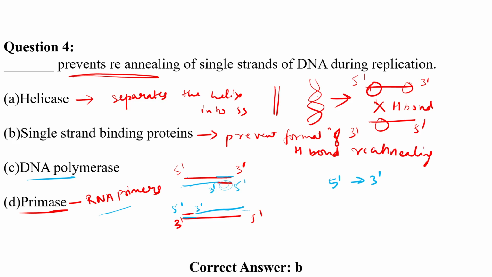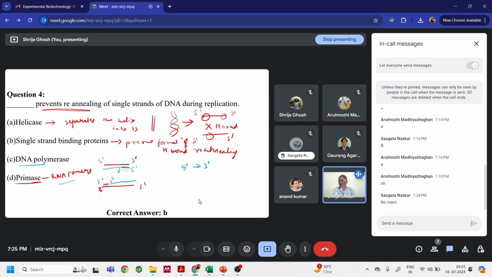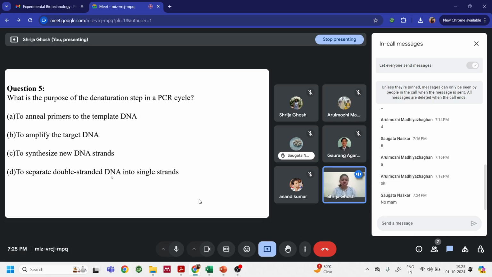Okay, so the correct answer is single strand binding proteins, which prevent the re-annealing of single strands of DNA during replication. I hope the role of each enzyme is clear now. Anyone has any doubt how the replication process is going on? Okay, if it is clear, I think I can move on to the next question.